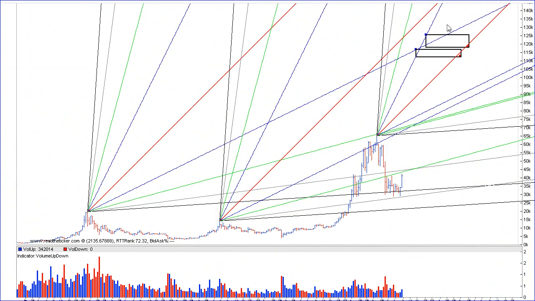Now, how much time is it going to take to get there? Okay, so let's just take the speed of this advance. I'm just going to draw a parallel channel. Let's take a look at the speed of this advance, and let's just put it a few weeks over here.